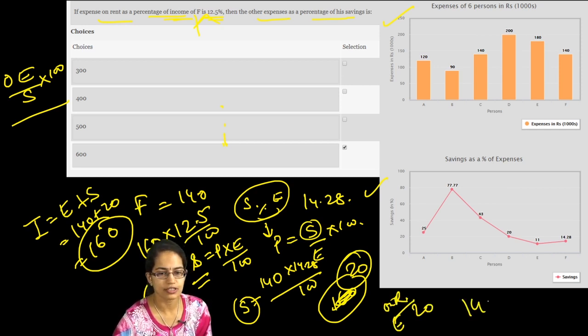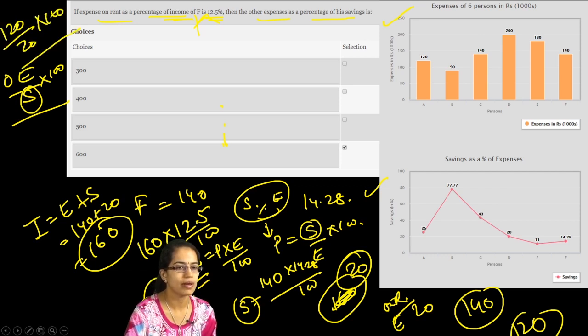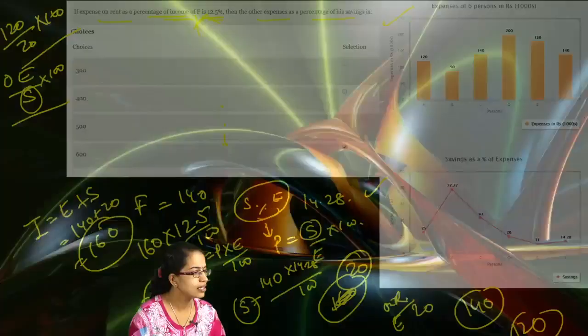Now 20 is my expense on rent. My total expense is 140. So the expense on other things would be 140 minus 20, so it's 120. And the saving was how much? The saving was 20. So 120 divided by 20 into 100 would be my answer. I hope that's clear.